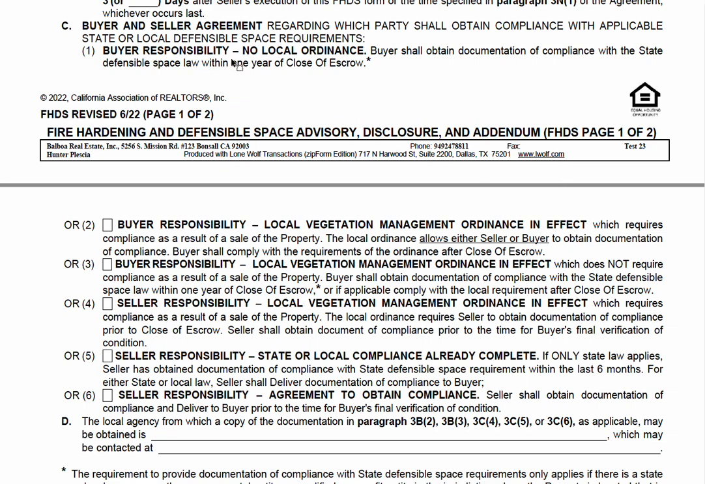And if there's no local ordinance, you can leave it like this. And if there is a local ordinance, but the local ordinance doesn't require the seller to do anything, then just check this box right here. And if there's a local ordinance that requires someone to do something and you want to put it on the buyer, check this box. Or if the seller's going to take care of it, check this box. And what you're most commonly going to see is C1, left alone, or C3. And if there's a point of sale requirement from the local ordinance, you just choose: is it the buyer's responsibility or the seller's responsibility? And you check one of those boxes.